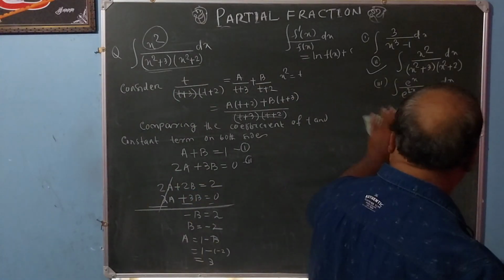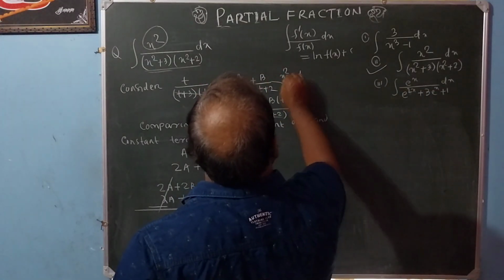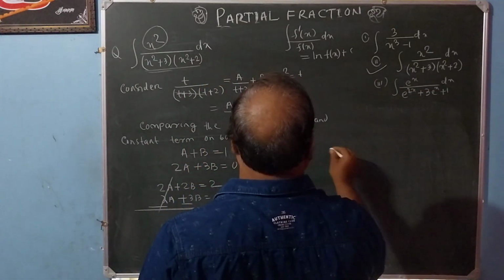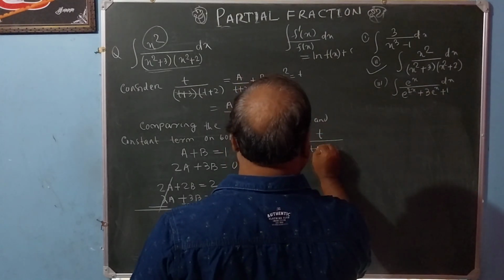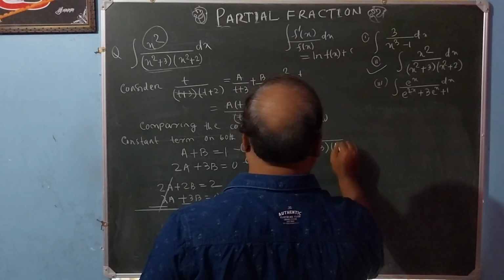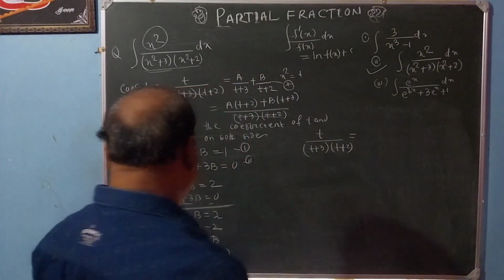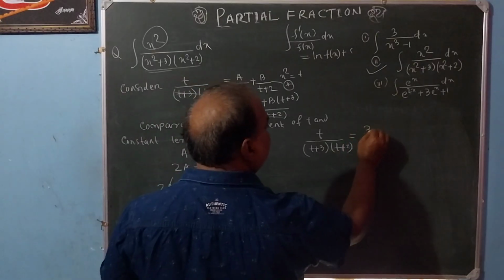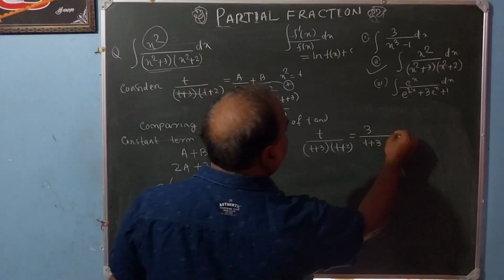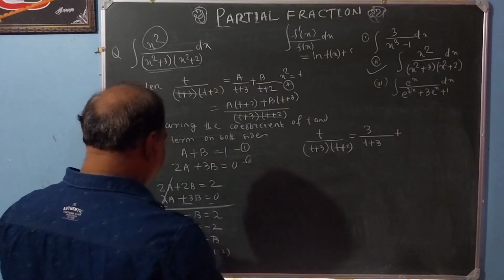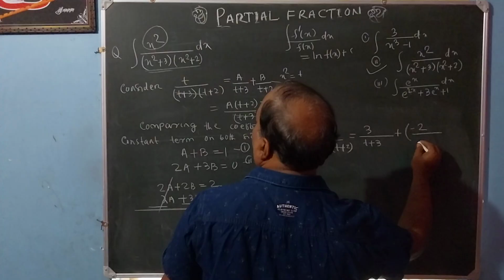Now putting the values of a and b here in star, so we get a by t plus 3, here it is t plus 2, that is the value of a is 3 here, divided by t plus 3, plus b value is minus 2, minus 2 divided by t plus 2.